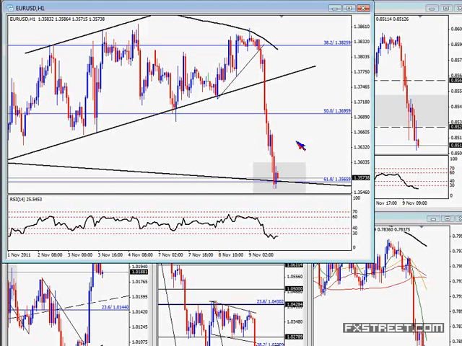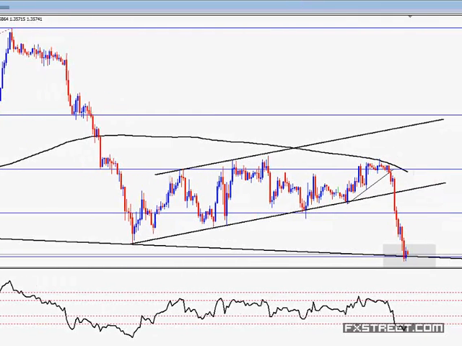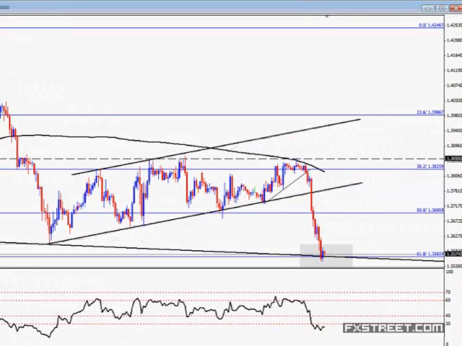Okay, so with that being said, let's jump right to it. So if you were here in the previous webinar on FX Street, Greg laid out what's been going on with the euro dollar. Definitely saw some resistance over in the Asian session, and then we saw a break to the downside.